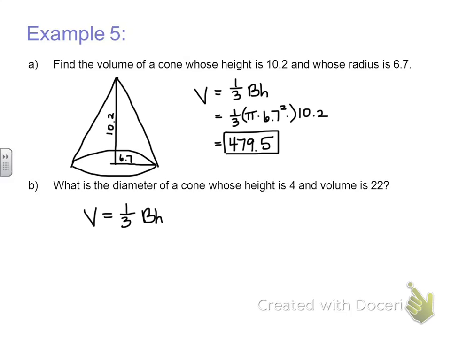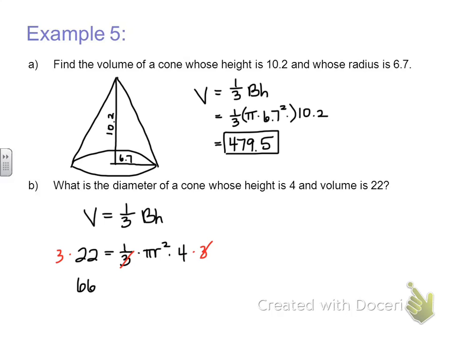What is my volume? 22. And then on the other side, you're going to do 1/3 times your base, which is pi r squared, times your height. What's your height? 4. So to solve this, the first thing I want to get rid of is that 1/3. So I'm going to multiply both sides by 3 simply so that I can cancel out the 1/3. You can do it later, that's fine. If you want to divide by 4 first or whatever, that's okay.